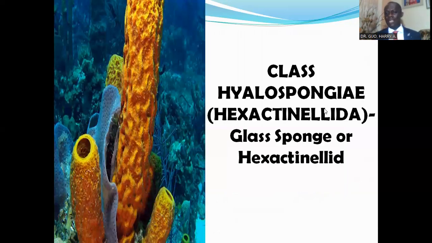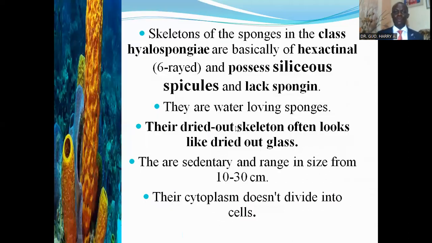The second class of the phylum Porifera I want to look at is the class Hylospongea. The class Hylospongea is also called Hexactinellidae. They are also called the glass sponges or the Hexactinellids. So we want to look at these sponges.